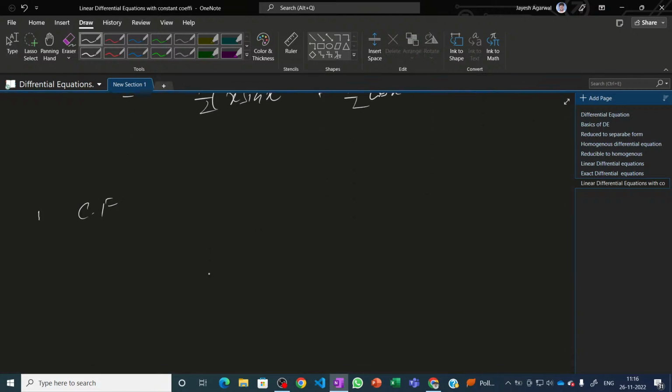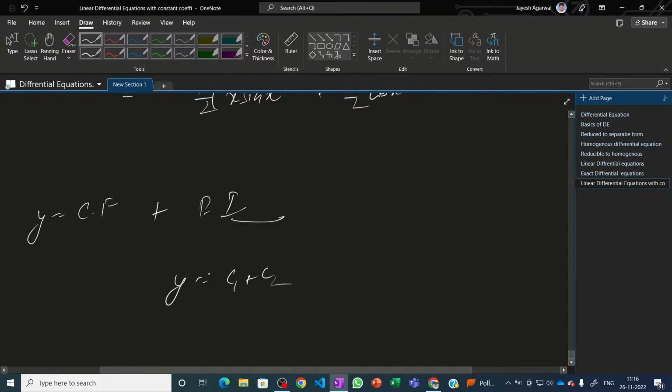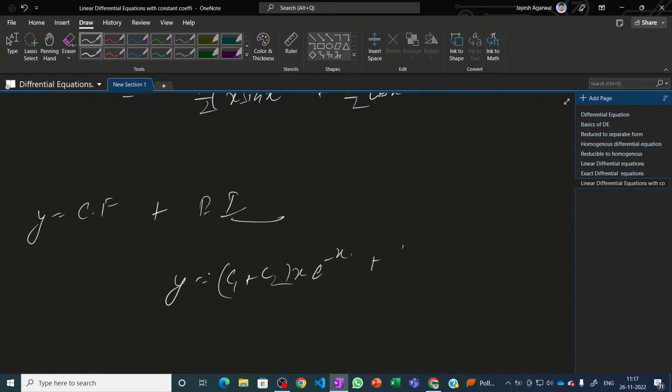So we can write y equals CF plus PI. So then therefore the general solution would be y equal to (C1 plus C2 x) e raised to power minus x plus half of (x sin x plus cos x minus sin x).